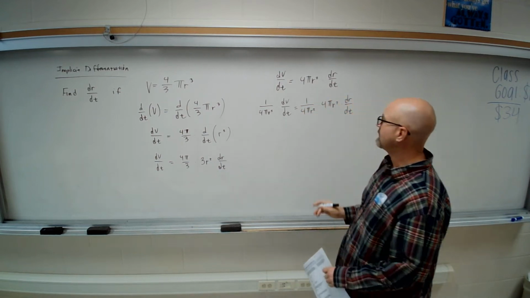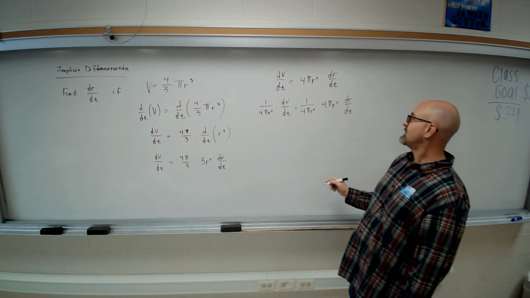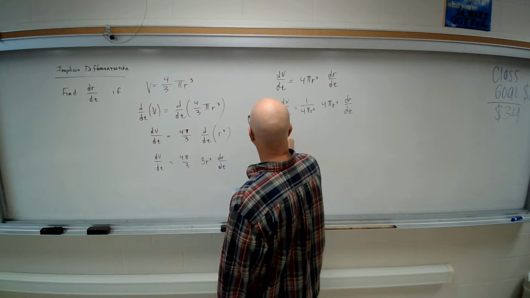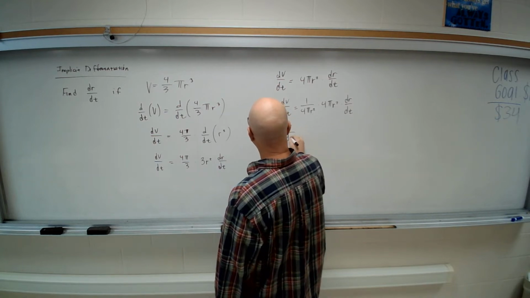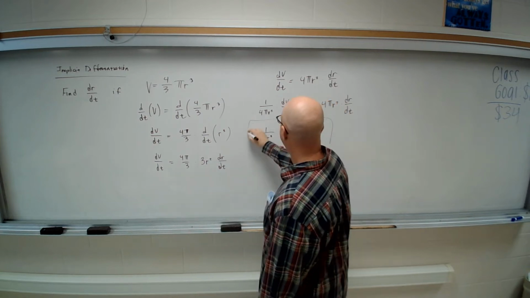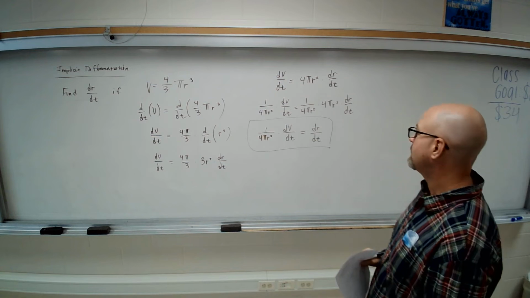Showing a bunch of work here. So these will cancel out, correct? So then we get 1 over 4 pi r squared times dV over dt equals dr over dt. Okay. Yes? You lost me at the reciprocal thing.